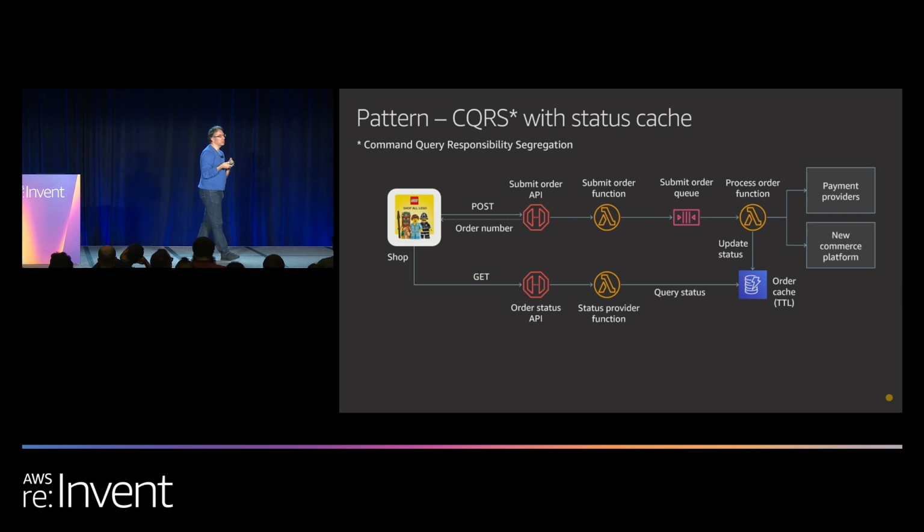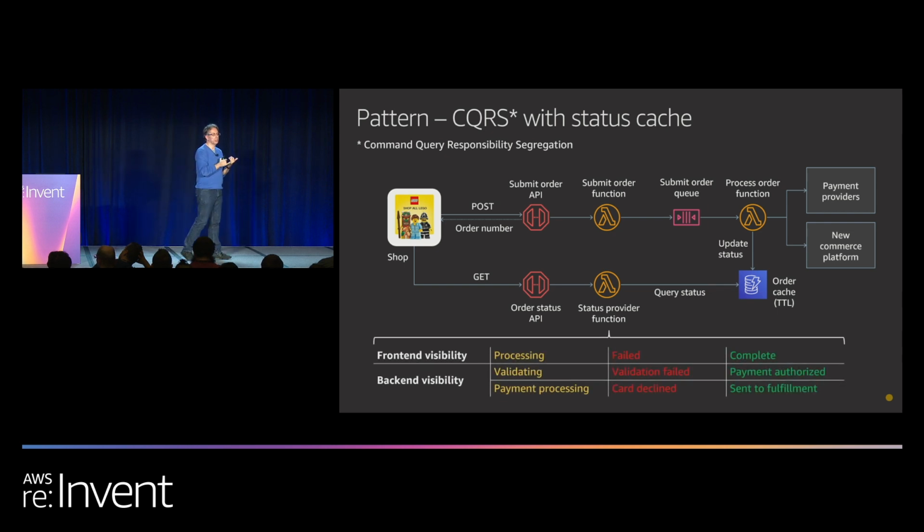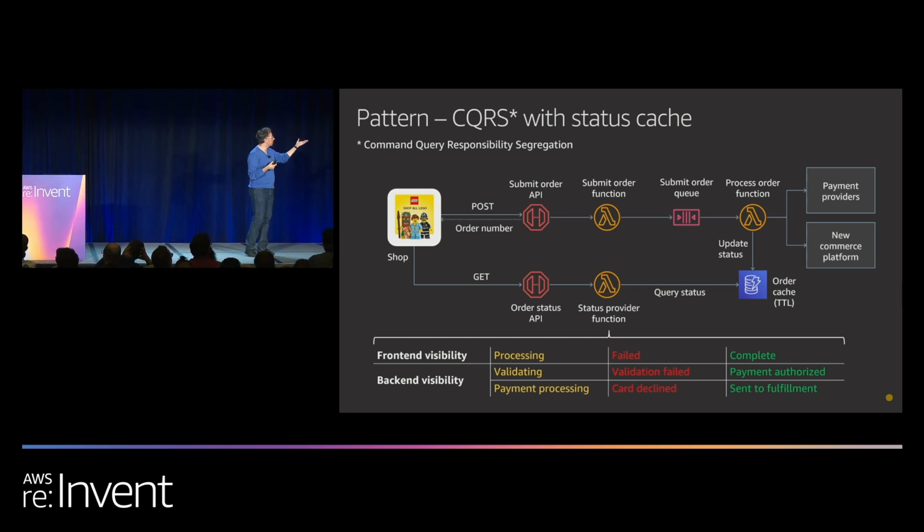And this Lambda function is also doing something more interesting, because internally you have lots of visibility on the status of an e-commerce order. For example, if a payment fails on the credit card, you know everything that happens there. Maybe it was a wrong PIN, maybe you reached your monthly limit. Sometimes, especially for security reasons, you don't want to show everything outside. So this Lambda function is decoupling the internal backend visibility on the order from the front-end visibility. From the outside, you only see if the order is processing, it has failed, or it is complete. But internally, you know exactly what is happening.